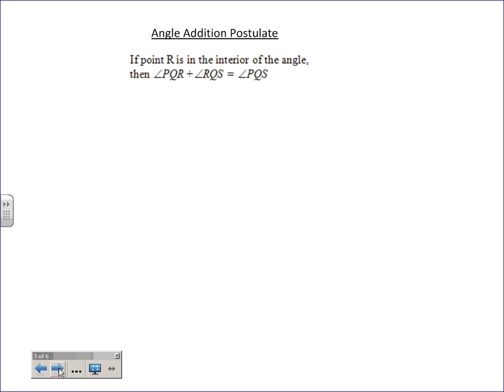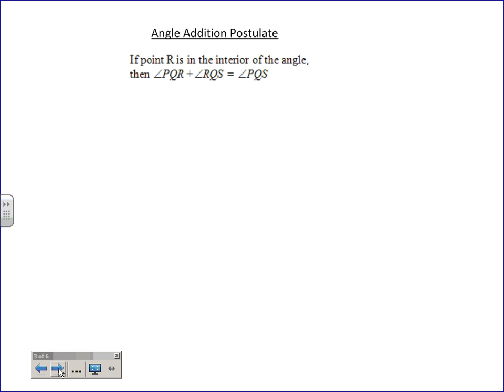Angle addition postulate. This is another one of those that you see a lot of letters flying around, and it looks really, really hard when you read it. So if point R is in the interior of an angle, so at that point you would stop. What does it mean to be on the interior of an angle? Well, yes. Yeah, between the two main sides. That's a good way of saying it, or between the two rays, right? Yep. Then it's saying PQR and RQS will equal PQS.